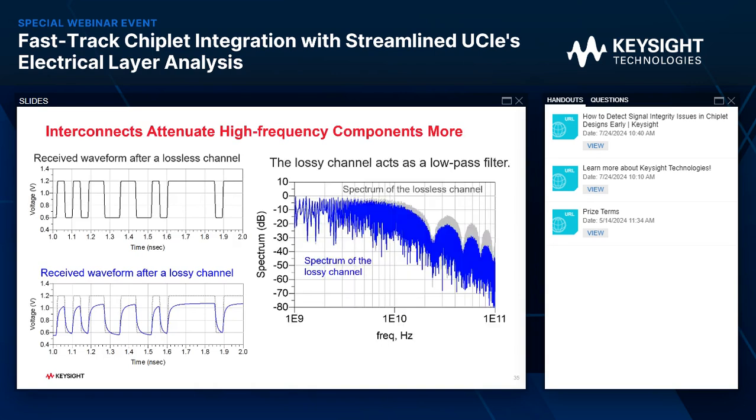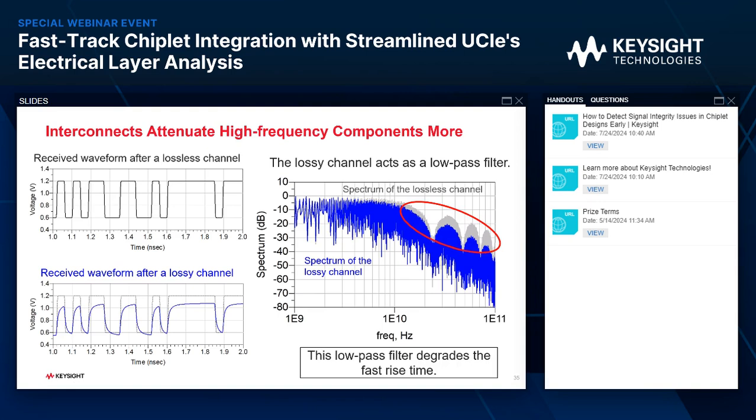Shown here is the spectrum of the lossless channel and a lossy channel. In the gray in the background there, we can see the lossless channel, and the blue is the lossy channel. We see that this low-pass filter of an interconnect degrades the fast rise time. The fast rise time, the edges, is all the high-frequency components. And we can see that the frequency-dependent loss is attenuating the high-frequency content.